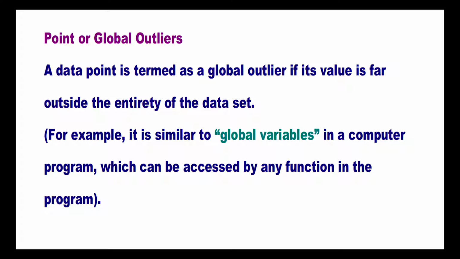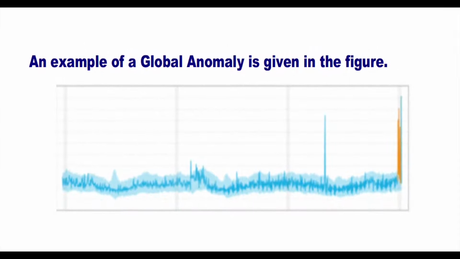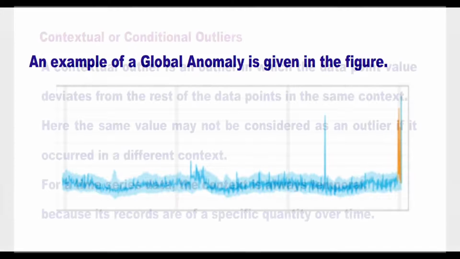Now we will discuss about them in detail. Point or global outliers. A data point is termed as a global outlier if its value is far outside the entirety of the data set. For example, it is similar to the global variables in a computer program, which can be accessed by any function in the program. An example of a global anomaly is given in the figure.